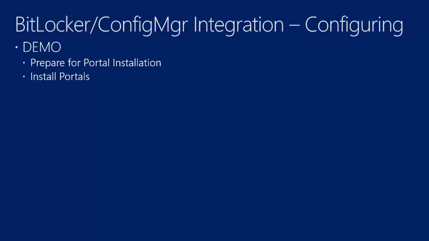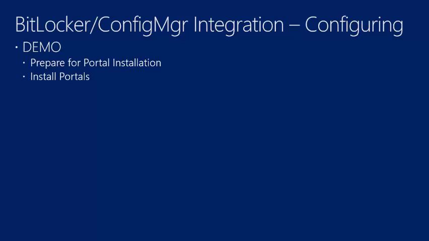Another key, starting in Config Manager 2006, you can now deploy these portals at your CAS if you have a CAS. Prior to that, you would have to install these on primary sites. So now you have options. So basically, to start with this, you want to identify the IIS servers that will actually host these portals. Again, it does not have to be a Config Manager server.